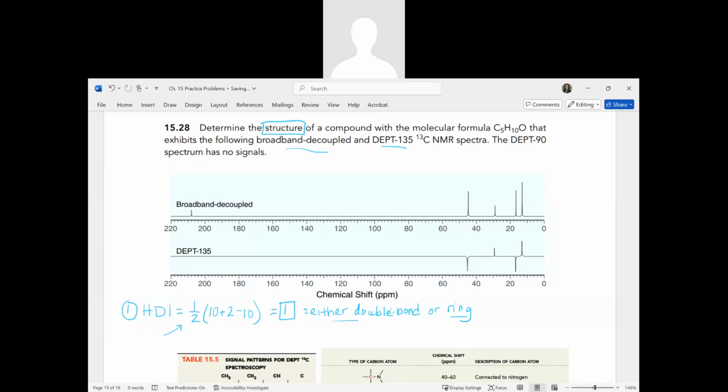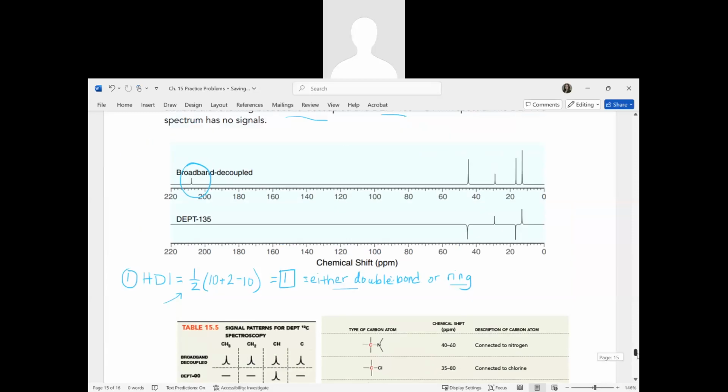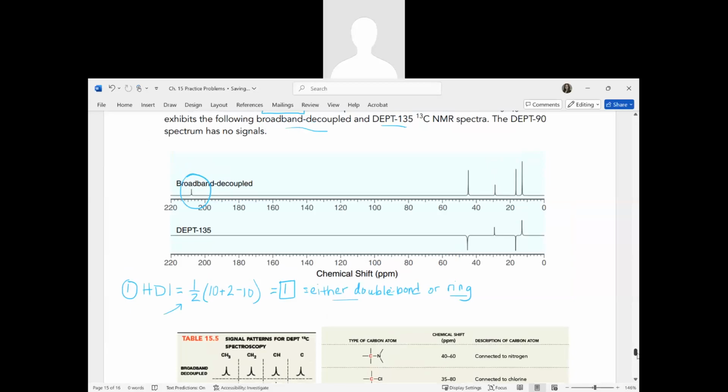First we see this one signal all the way down here above 200. And if you recall, I have our table down here. There's really only one signal that we'll see that high, and that's the carbon of a carbonyl of either an aldehyde or a ketone. So that could explain our degree of unsaturation, that we have a carbonyl carbon in our compound. So we'll use that to guess that we probably have a carbonyl somewhere in our compound, and we have that degree of unsaturation satisfied.